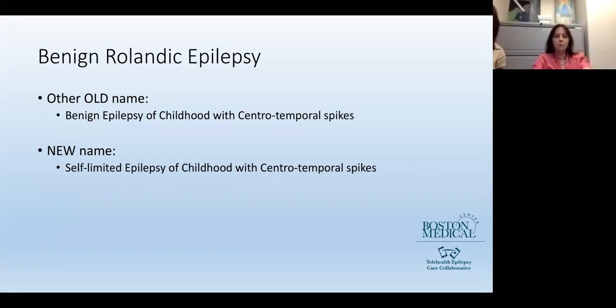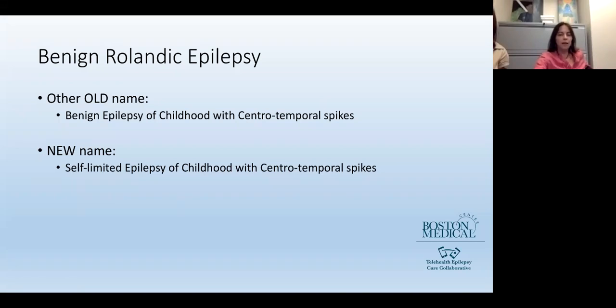So I will talk a little bit about benign Rolandic epilepsy. And like Laurie said, lately we have a lot of new names for old syndromes. And even us, we are not used yet to the new terminology, so we're going to use it interchangeably. Nowadays, we call it self-limited epilepsy of childhood with central temporal spikes, which used to be in the past the benign Rolandic epilepsy, or the benign epilepsy of childhood with central temporal spikes.